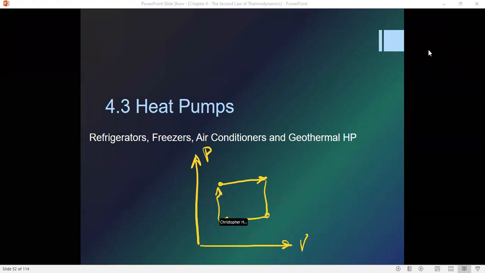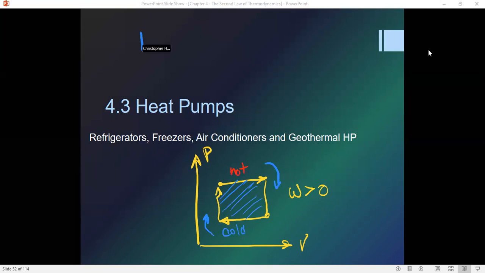Okay, and that is going to give us a net work that is positive because, again, when we expand the gas when it's hot, we get more work out of it than when we compress it when it's cold. We don't need to put as much work into it. So again, the net work done is going to be enclosed in this as long as we're going around this path in a clockwise direction. So a heat engine is a clockwise direction on this path.